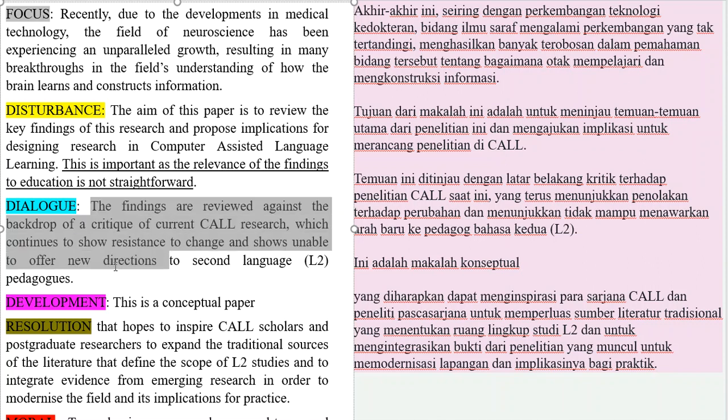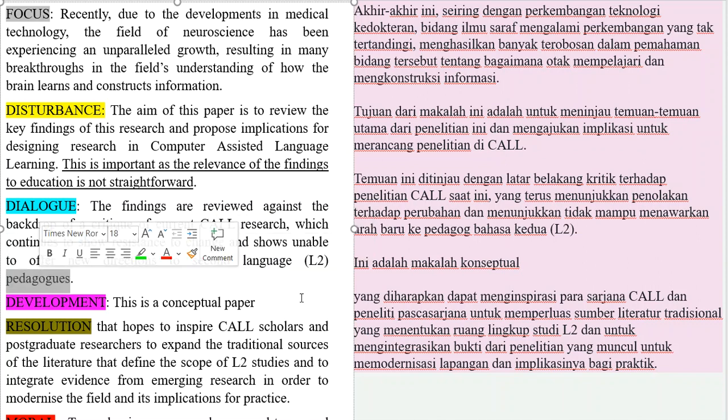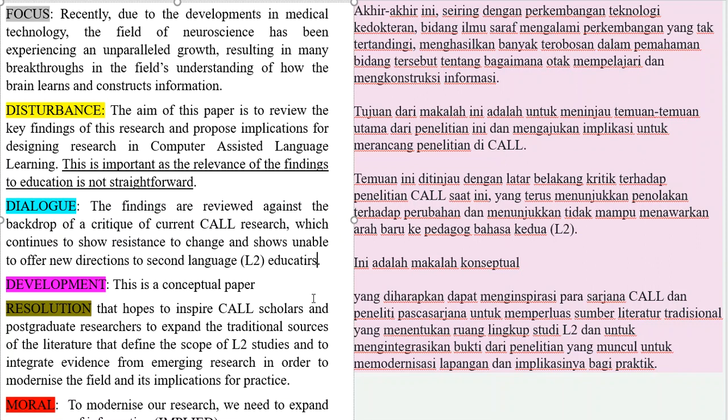So we have a dialogue here, the dialogue on disturbance, on the problem. So the findings are reviewed against the backdrop of a critique of current research, which continues to show resistance to change and shows unable to offer new directions to second language teachers. Pedagogues, I use the term pedagogues, educators, doesn't matter. Same word. Right, so what I'm saying, this is a dialogue on the problem.